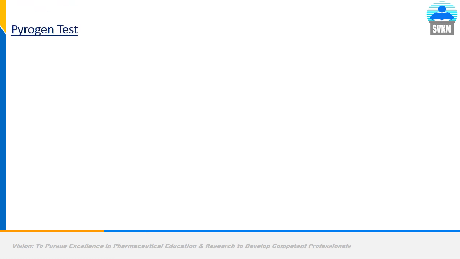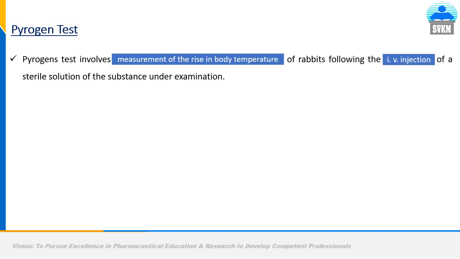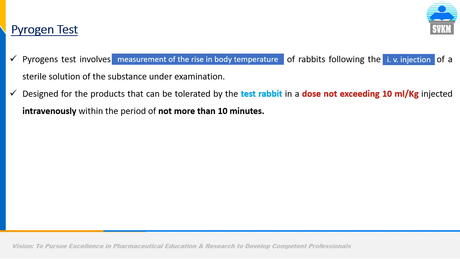So let's see in detail about the pyrogen test. The pyrogen test involves the measurement of rise in body temperature of rabbits following intravenous injection of the sterile solution under examination. This test is designed for products that can be tolerated by rabbits at a dose not greater than 10 ml per kg, which is injected intravenously within a time frame of not more than 10 minutes.